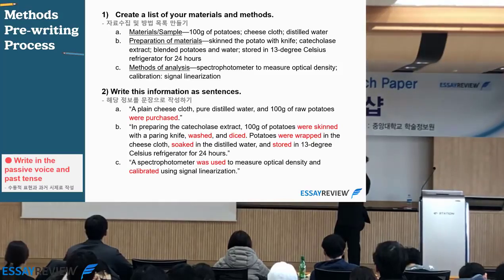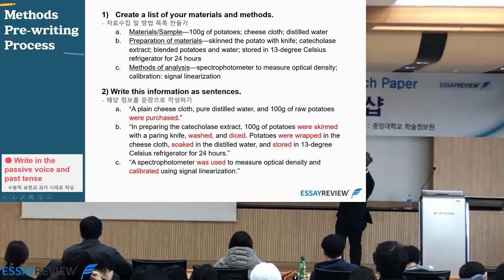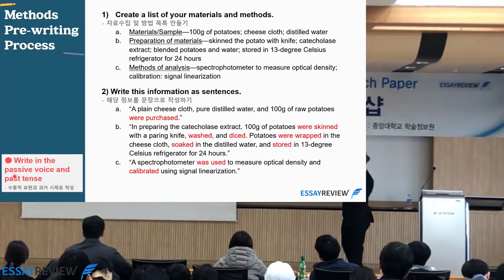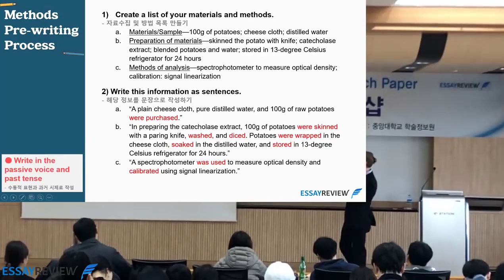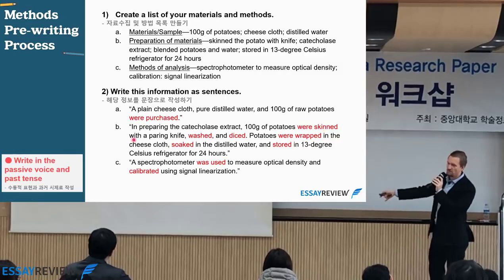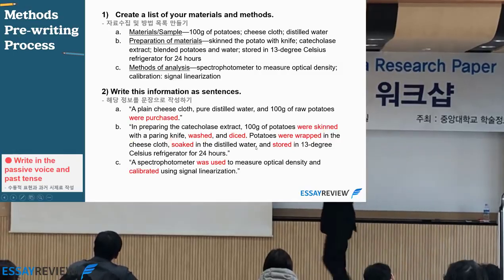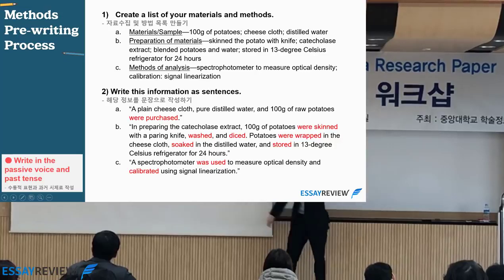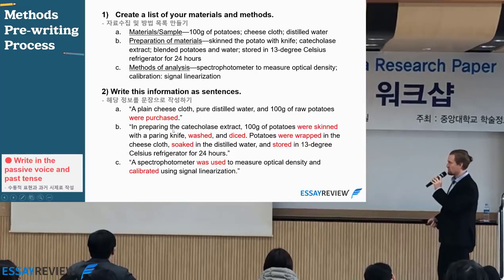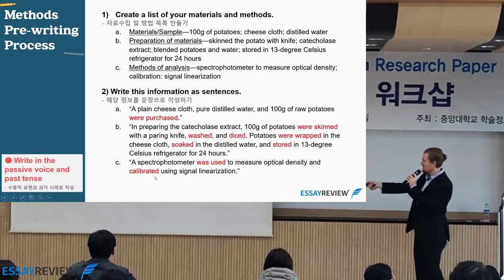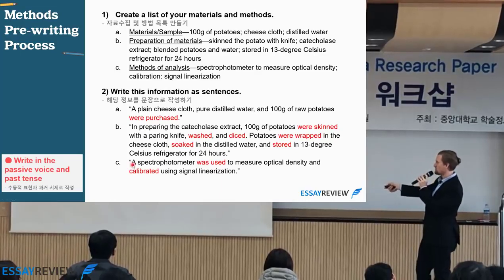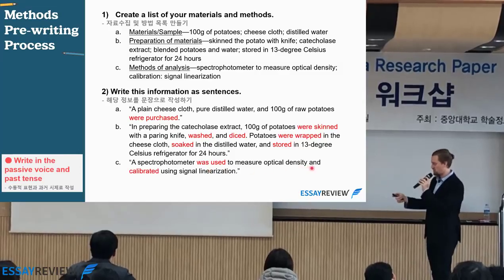A plain cheesecloth, pure distilled water, and 100 grams of raw potatoes were purchased. Notice that you have your materials and sample at the beginning. Next, in preparing the catecholates extract, 100 grams of potatoes were skinned with a paring knife, washed and diced, etc. And again, in red, we have the verbs. They're in past tense and passive voice, so you can see how to put them in that tense. And last, you have your methods of analysis. A spectrophotometer was used to measure optical density and calibrated using signal linearization.